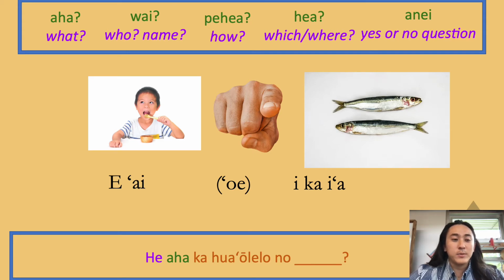That becomes a little bit more aggressive, not really aggressive, but you're really pointing at them. So you don't have to include the oi inside of it. They'll know that you're talking to them based off of the context. You're probably talking to them already, so you don't need to put the oi in. E ai i ka i'a. It's kind of aggressive. E ai ka i'a. Go eat the fish. Maika'i.